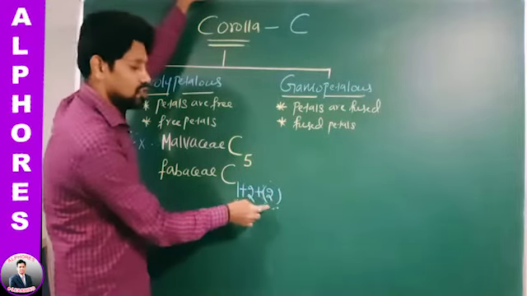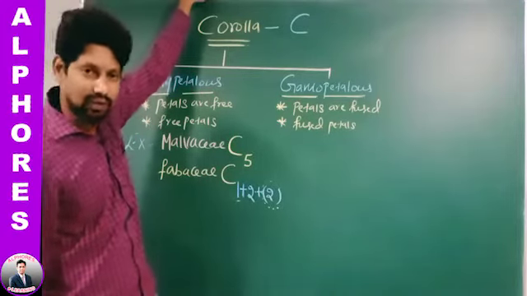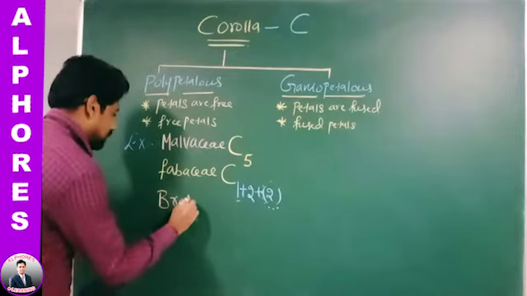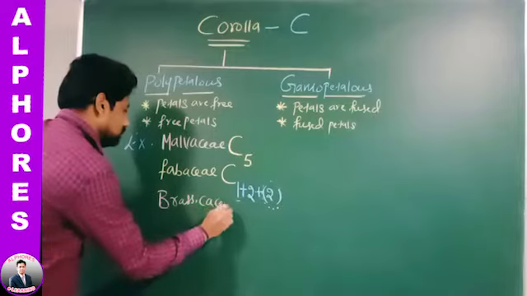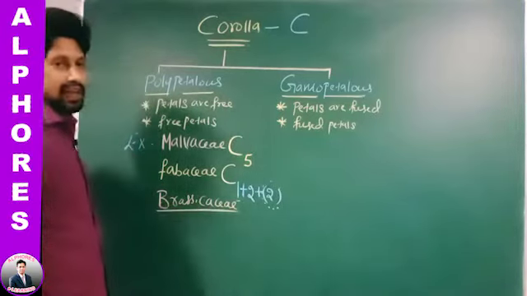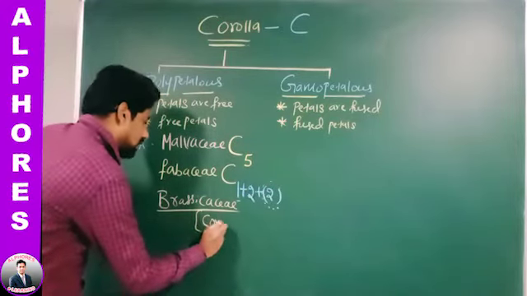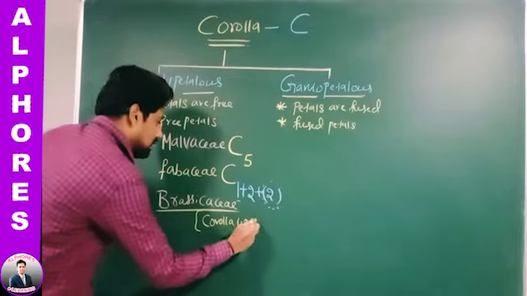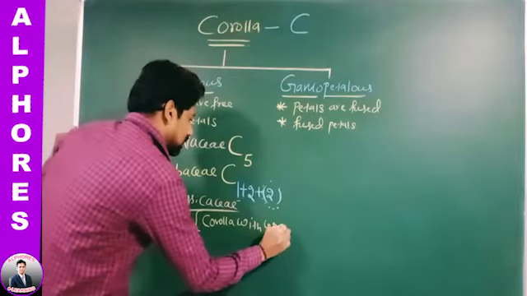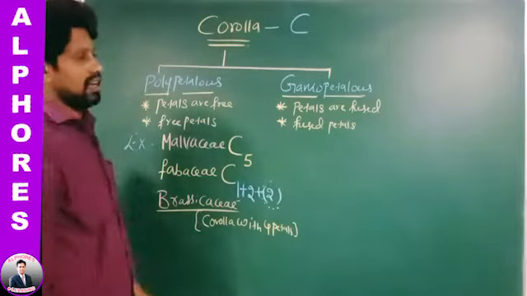That's why I kept these two inside the brackets. Okay, right? Now go for the next example. Brassicaceae family. In the case of Brassicaceae family, corolla is with how many petals? Corolla with four petals. These four petals are free, so it comes under polypetalous condition.